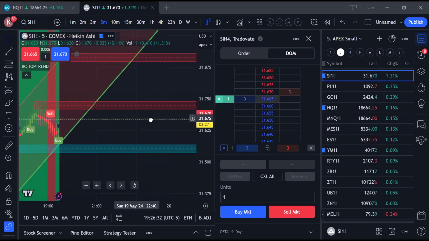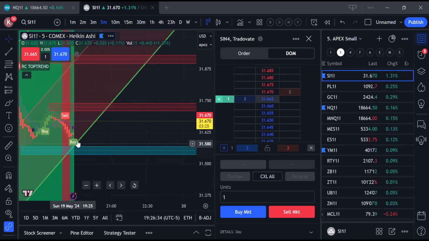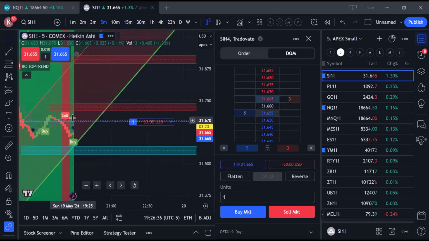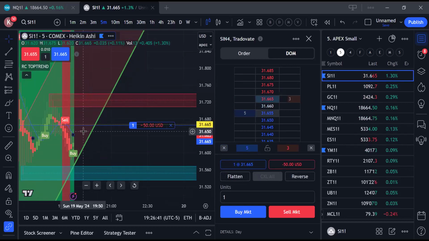Right, you got it right, because in the background we got a buy signal. The background is green. The candle color is green. So we got a long on silver.